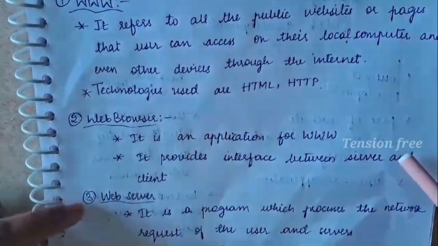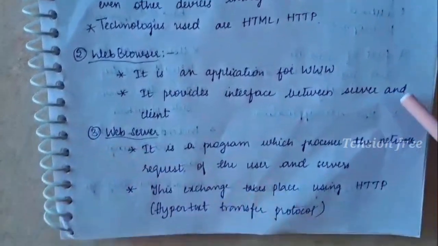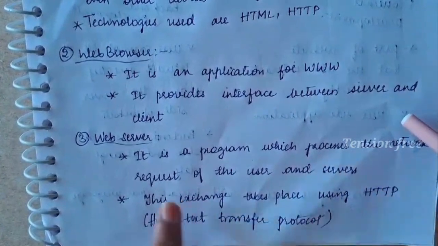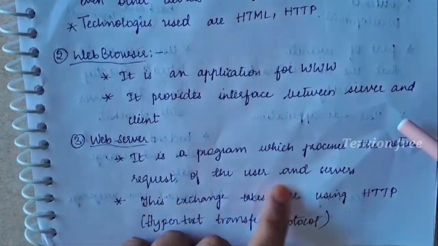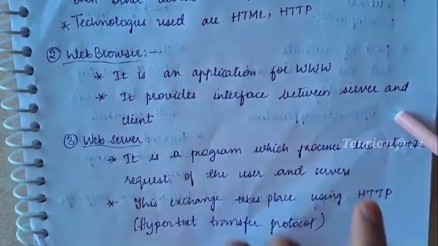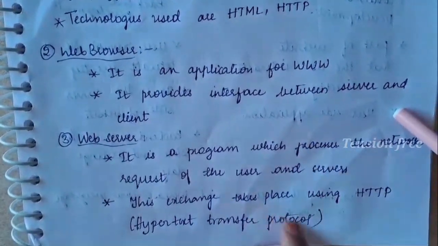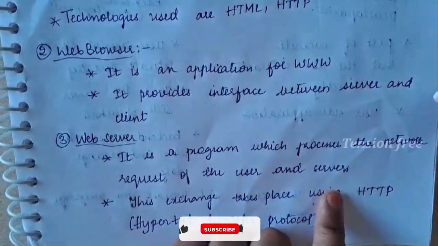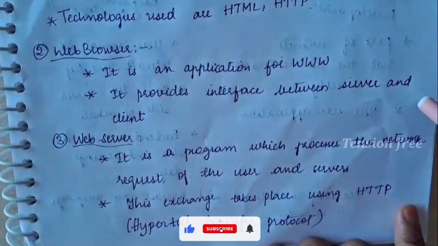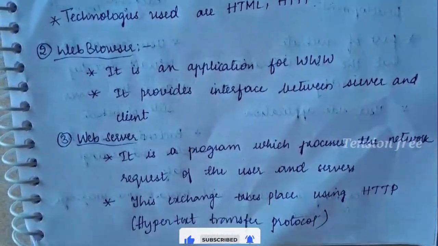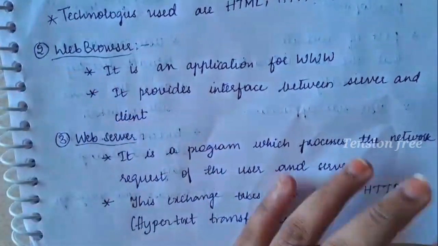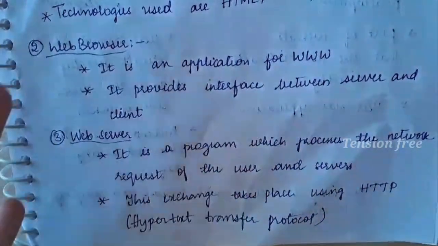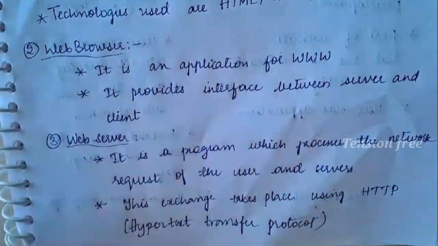Getting into another type, the web server. It is a type of program which processes the internet requests between the user and the server, and this exchange takes place using HTTP between the user and the server. HTTP is known as the hypertext transfer protocol, which transfers from the user side to the server side and from the server side to the user side, which helps the user to understand very easily.